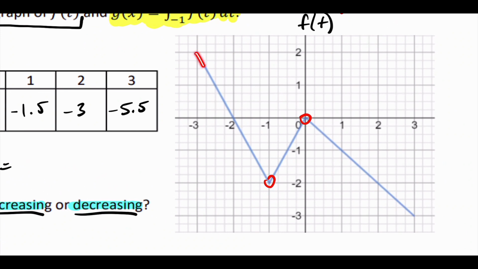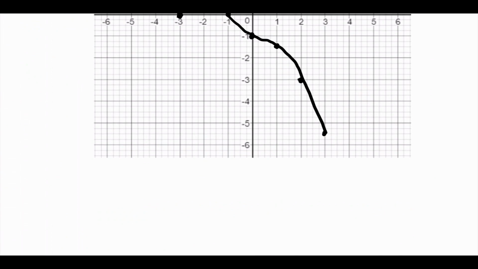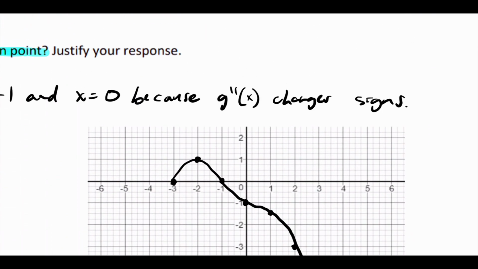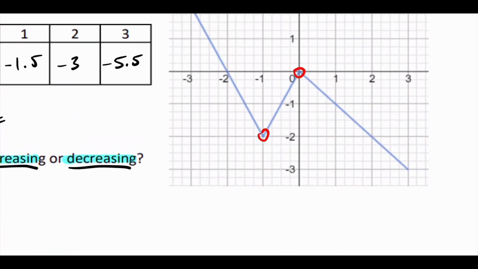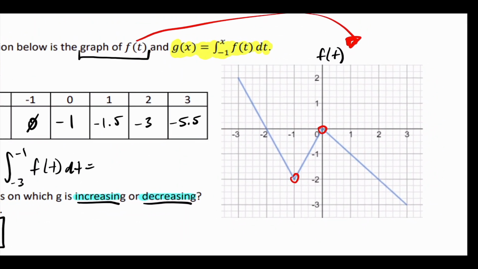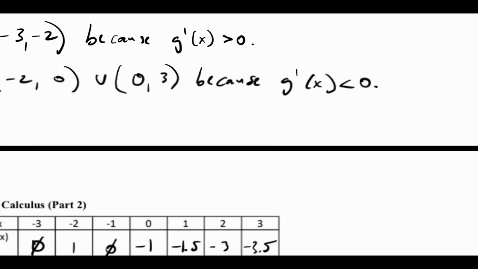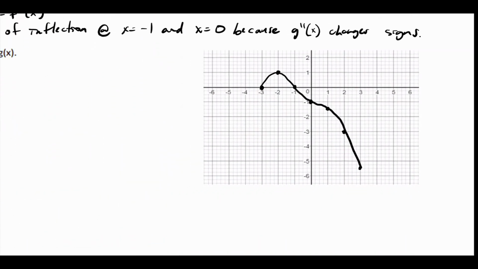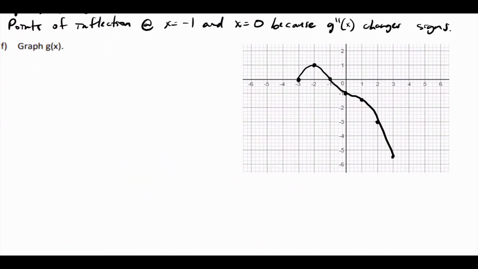From -3 to -1, we should have a negative slope. Wait, we don't. Let's see. Oh, sorry, no. I'm referring to something different. Never mind. From -3 to -2 should be a positive since it's a positive slope. Oh, yeah. I see what you're saying.